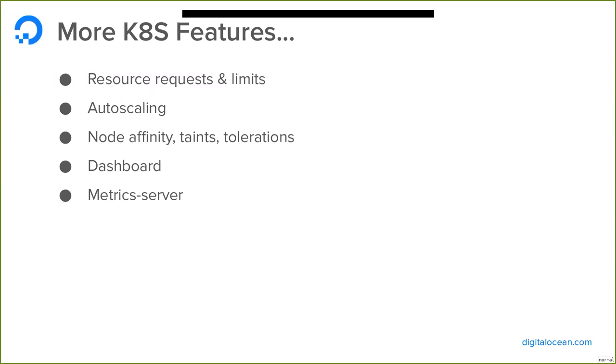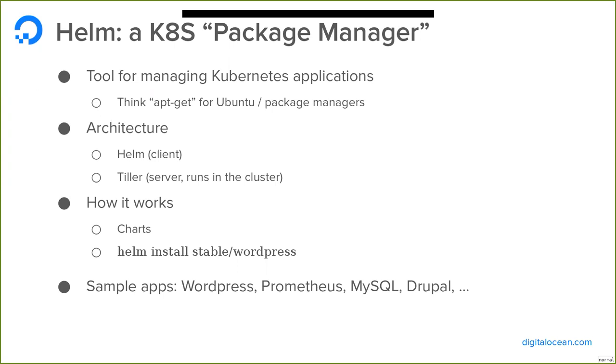Other features include resource requests and limits, autoscaling, node affinity, taints and tolerations, dashboard, metric server. And then you also have third-party applications that provide some of the previously mentioned features, but also third-party open source applications, like Helm, which is a kind of Kubernetes package manager for common applications such as Nginx, Apache, MySQL, Postgres, and other things I can't think of off the top of my head.